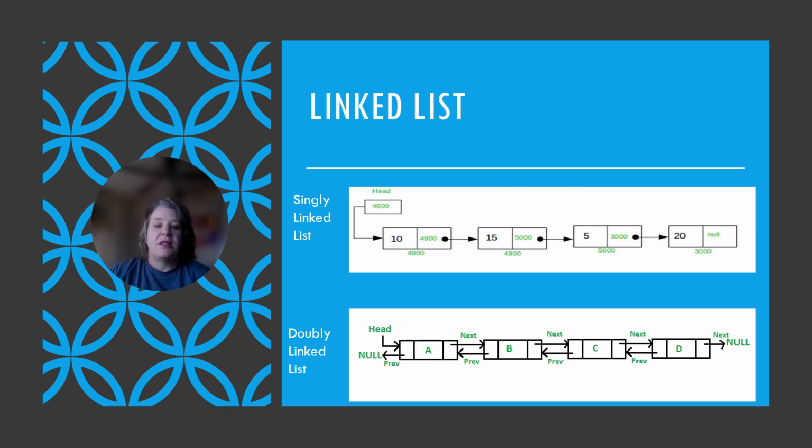First, we have a singly linked list. In a singly linked list, each node points only to the next node. And the second example is a doubly linked list. In a doubly linked list, each node points both to the next and the previous nodes, allowing traversal in both directions.